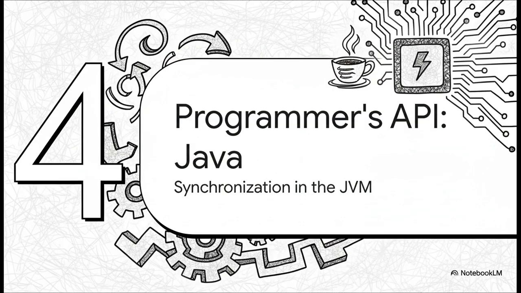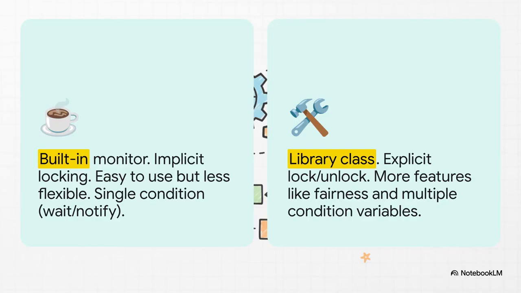Java is interesting because synchronization has been baked right into the language from day one. But the modern Java concurrency library gives you a ton more power and control than the old school stuff. In Java, you've basically got two main ways to handle locking, and knowing the difference is key. First, there's the synchronized keyword. This is the simple, built-in way.